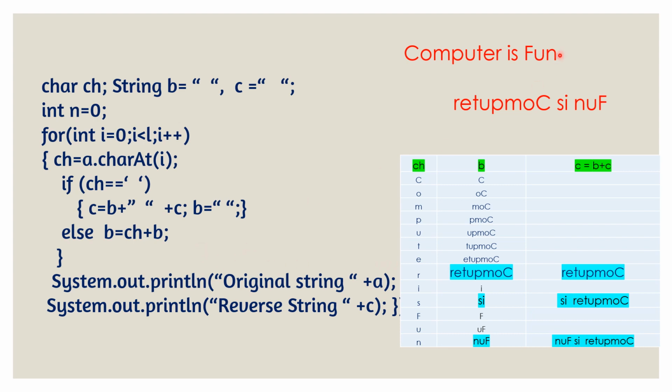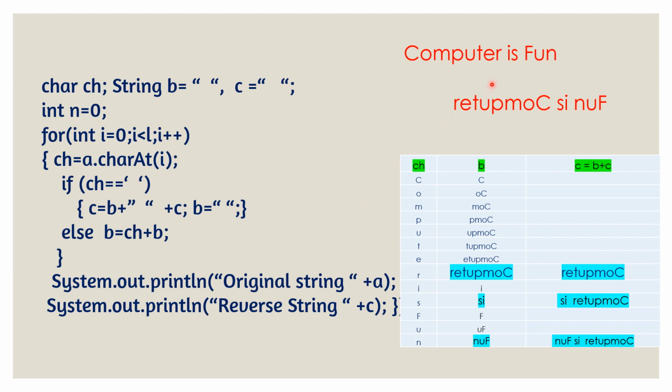Now when the first space is coming, what will happen? C is blank in the beginning, c is equal to c plus b plus space. So first of all computer in reverse form will come in c, and then we will make b blank because we don't want the part of the first word in the second word. So b has become blank.